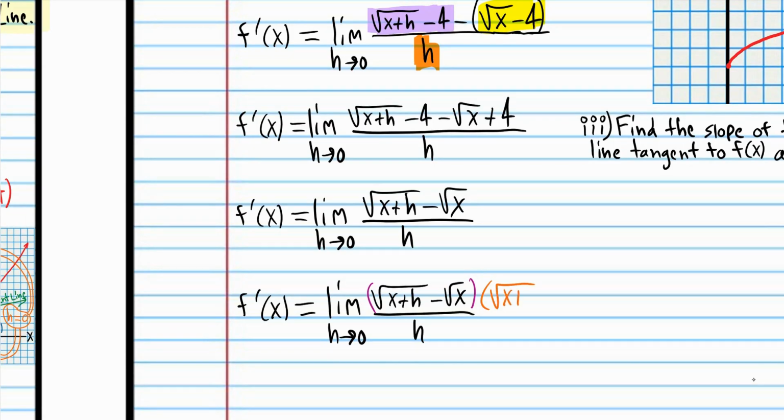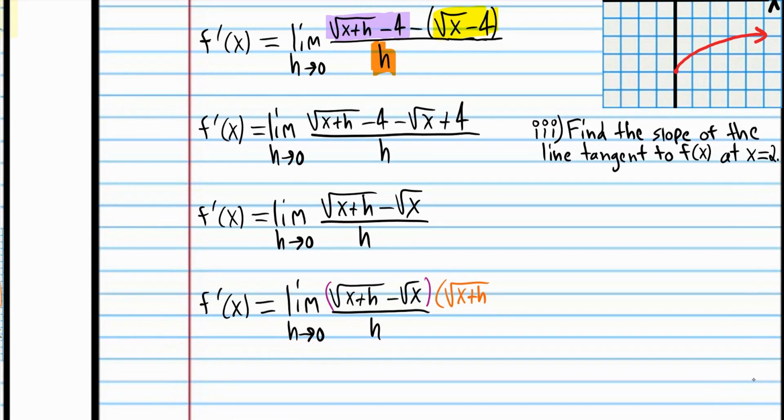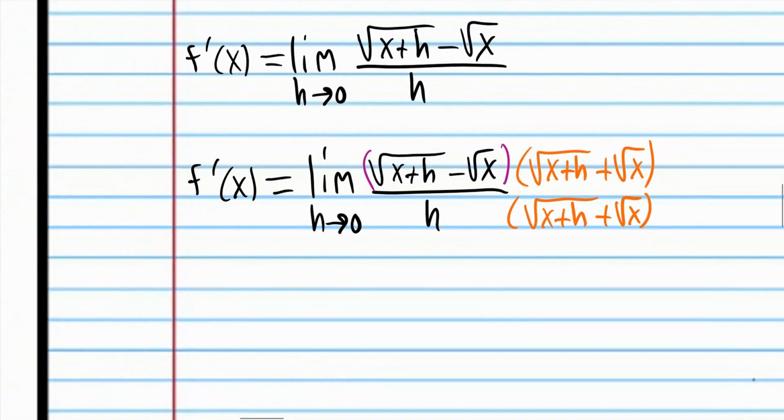We're going to get the wrong answer. So we're going to multiply both sides of the fraction by root x plus h plus root x. It's got to be the opposite sign. So this is the fundamental principle of fractions. You can multiply both sides of a fraction by the same number, and the value of the fraction remains the same.